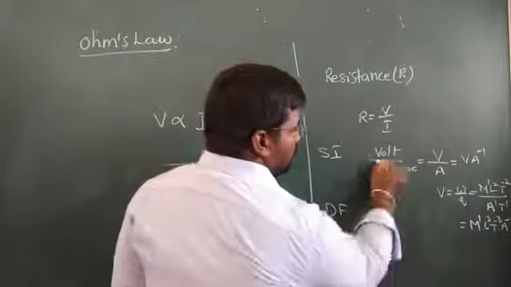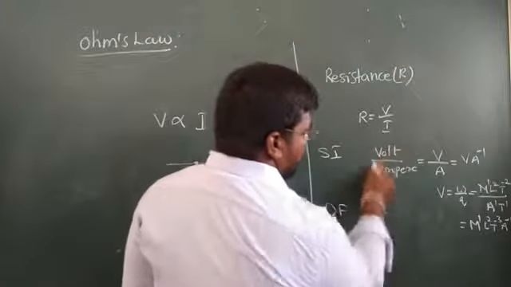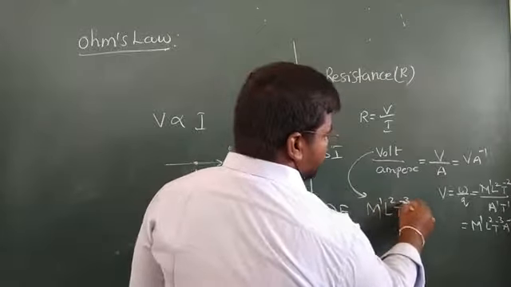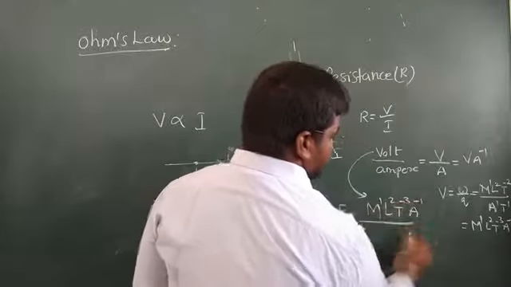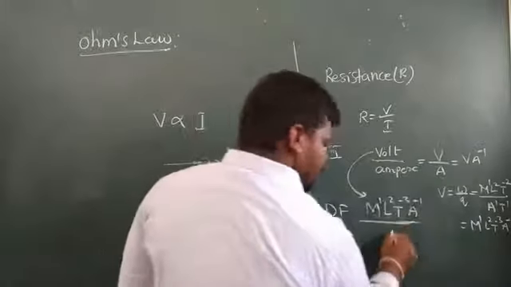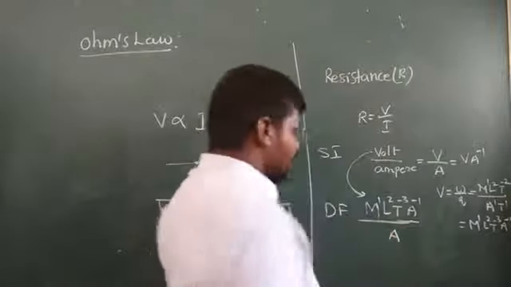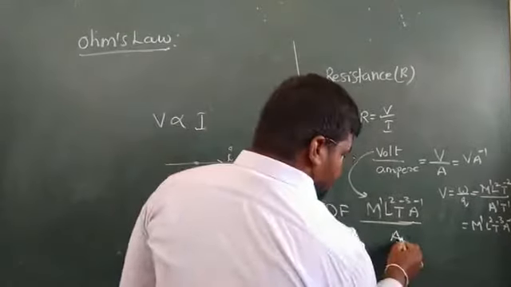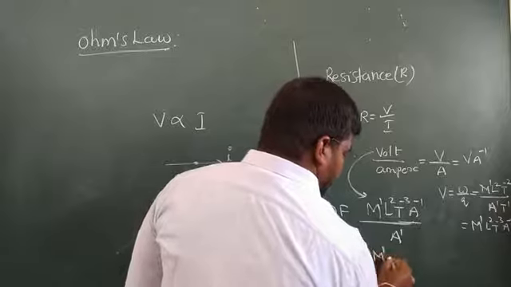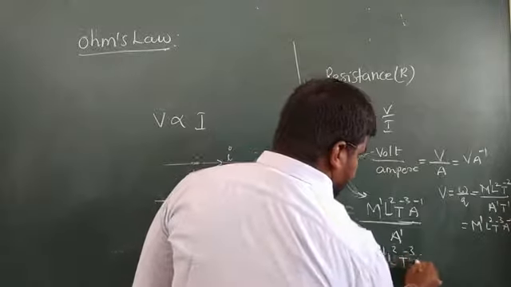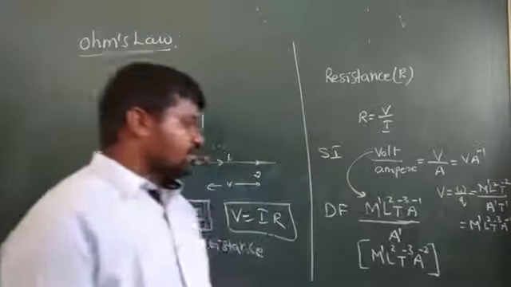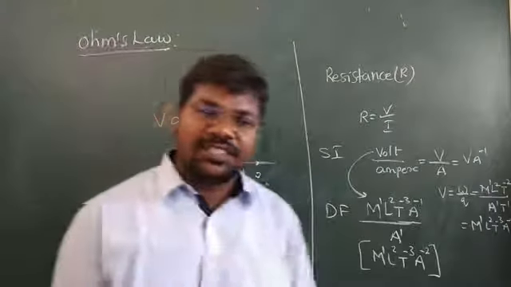So 1 volt is equal to M power 1, L power 2, T power minus 3, A power minus 1, divided by ampere. Current is denoted A, so this A power 1 we can take to the numerator. M power 1, L power 2, T power minus 3, A power minus 2. This is the dimension formula of resistance.